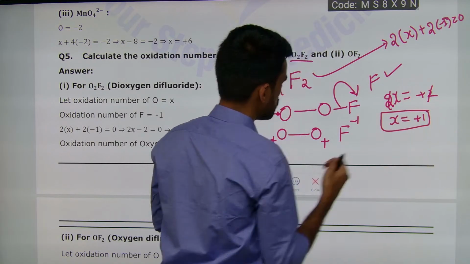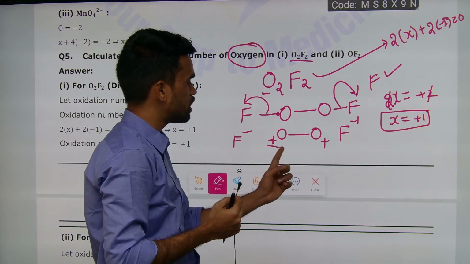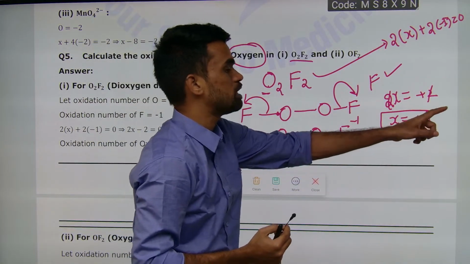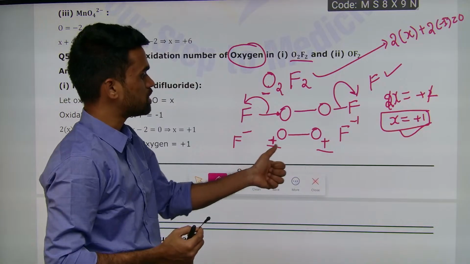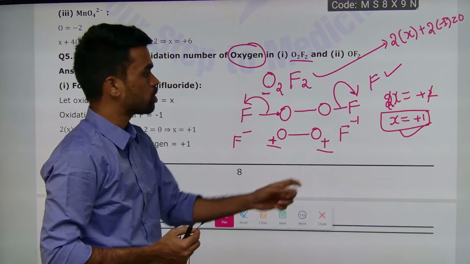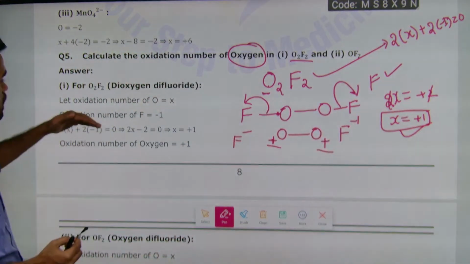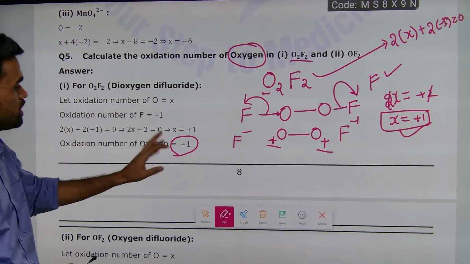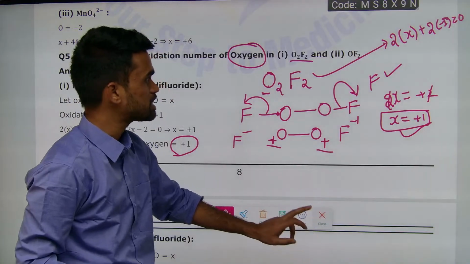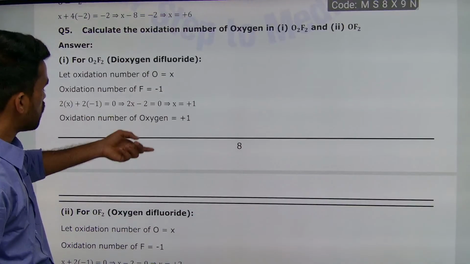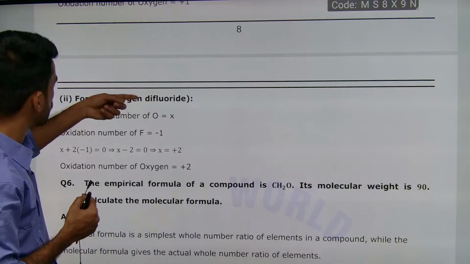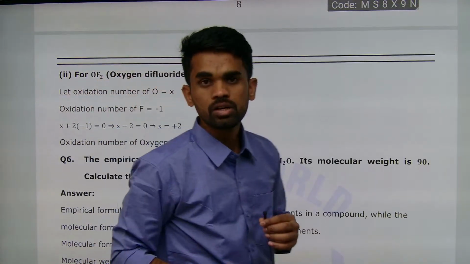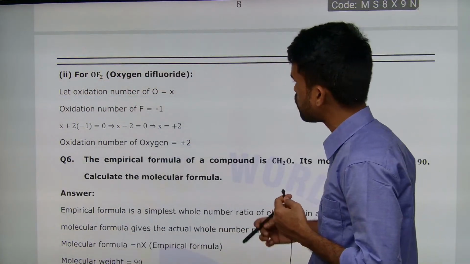Now what is the oxidation state of each oxygen we got here? +1. So in the same way you can get it from mathematical forms or from this bond explanation also. Is this clear now? The oxidation state of oxygen in this O2F2 is +1. In the same way, can you calculate it for oxygen difluoride? Oxygen difluoride means OF2 here. So just write the structure of OF2.